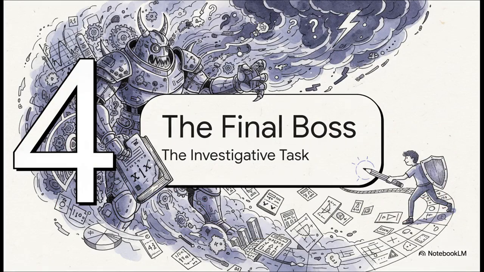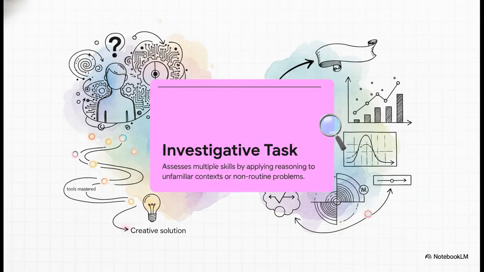And that brings us to question 6. We're calling it the final boss, and for a very good reason. It is the ultimate test of your statistical reasoning. So what makes it the final boss? Well, unlike other questions that test a single skill, the investigative task throws you into a totally new and often unfamiliar situation. It's designed to see if you can do more than just follow a procedure. It really tests your ability to be a creative problem solver using all the statistical tools you've learned.